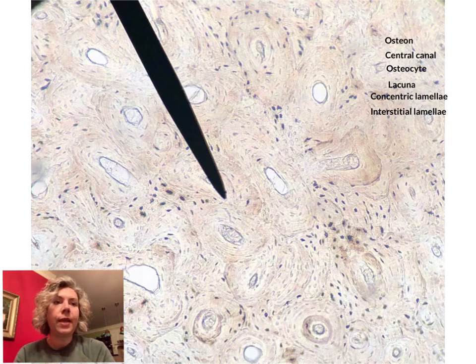We are looking at a microscope slide, or a photo of a microscope slide, of compact bone. Compact bone is sometimes also known as lamellar bone. Those are one and the same. Compact bone is the most common tissue in the body.